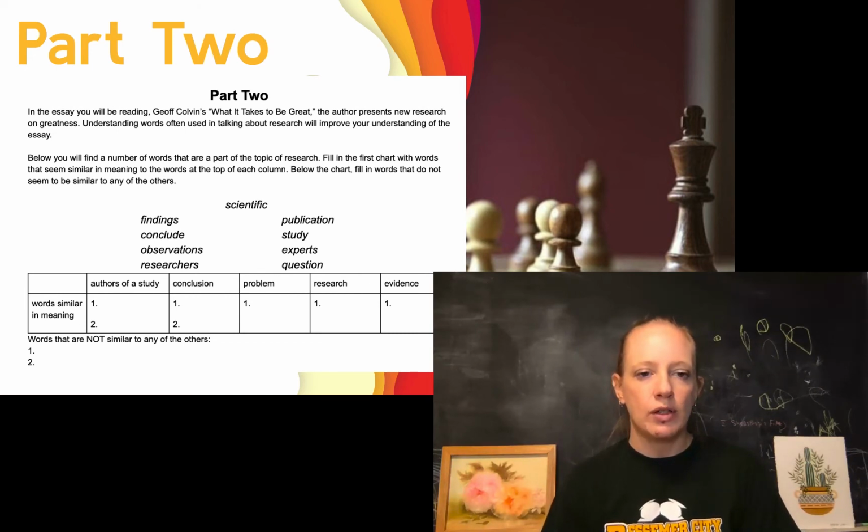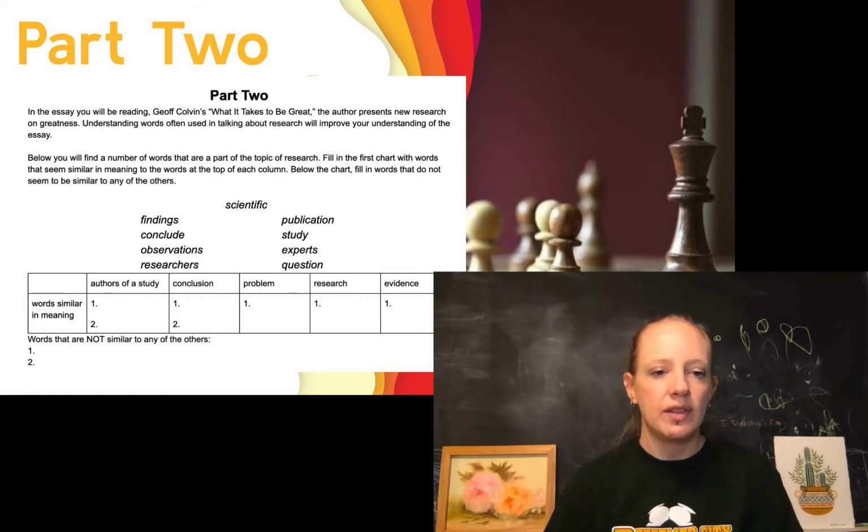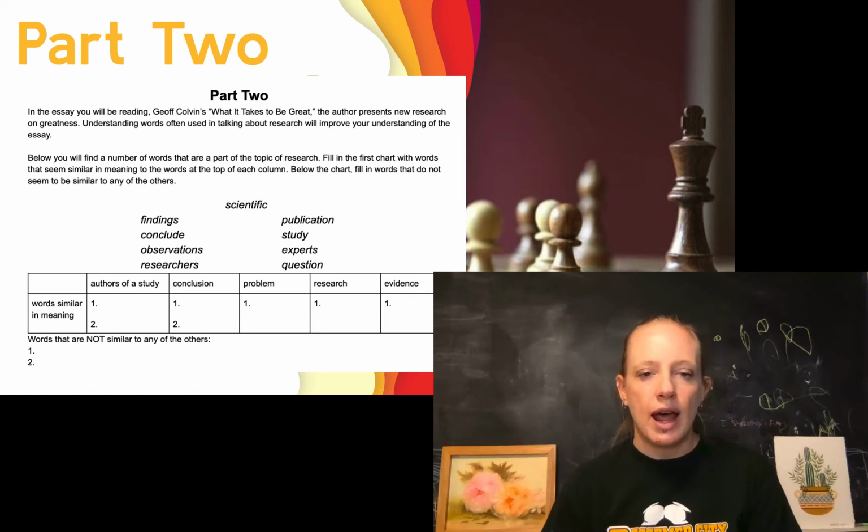So you can see 1, 2, 1, 2, 1, 1, 1 all the way across, and then 2 below. Each one of those is going to get one of those words. So you are trying to match these words with each of the categories. So you're looking first for authors of a study. Which of these words have a similar meaning?